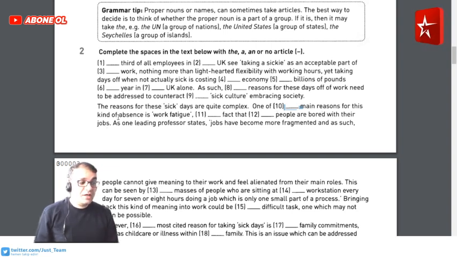For this kind of absence is work fatigue. Okay, so we got 11, the fact that. We're using the fact that here. 12, what is 12? 12 is no article. No article at all, 12. Okay?